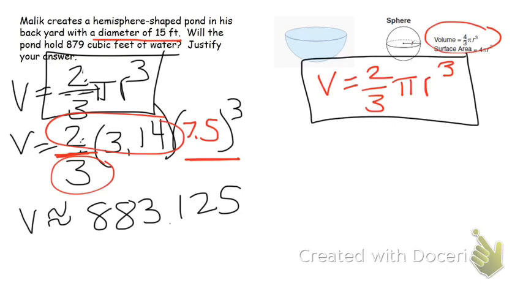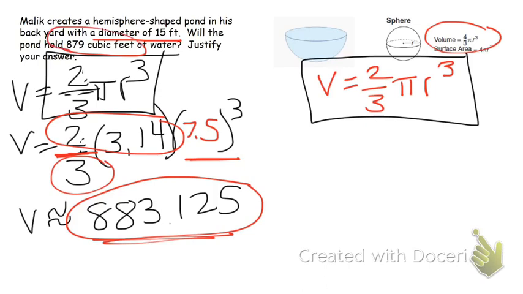This answer that I got represents how much space I have in that bowl or in this pond. So this is how much the pond can hold. And the question is, could it hold this much? So yes, it could hold 879 cubic feet. It can hold up to this many cubic feet.